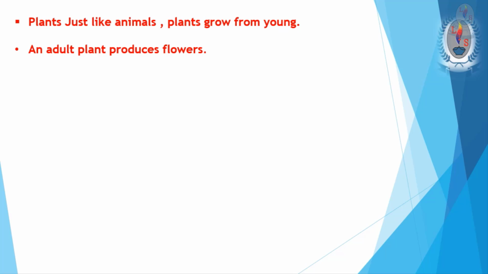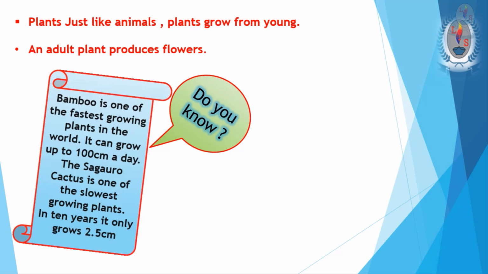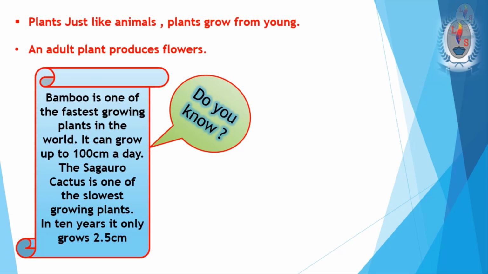An adult plant produces flowers. Tell me children, which plant produces flowers? Yes, an adult plant produces flowers. Children, do you know? Bamboo is one of the fastest growing plants in the world. It can grow up to 100 centimeters a day. A saguaro cactus is one of the slowest growing plants. In 10 years, it only grows 2.5 centimeters.